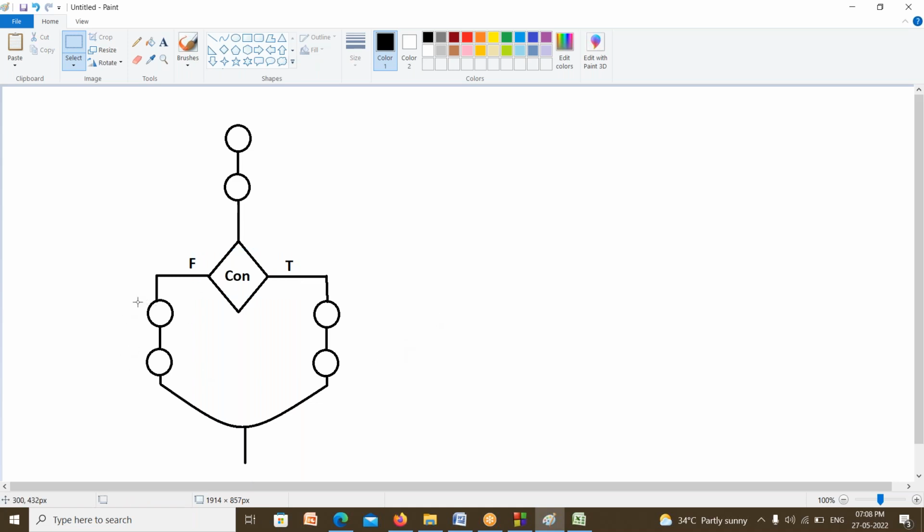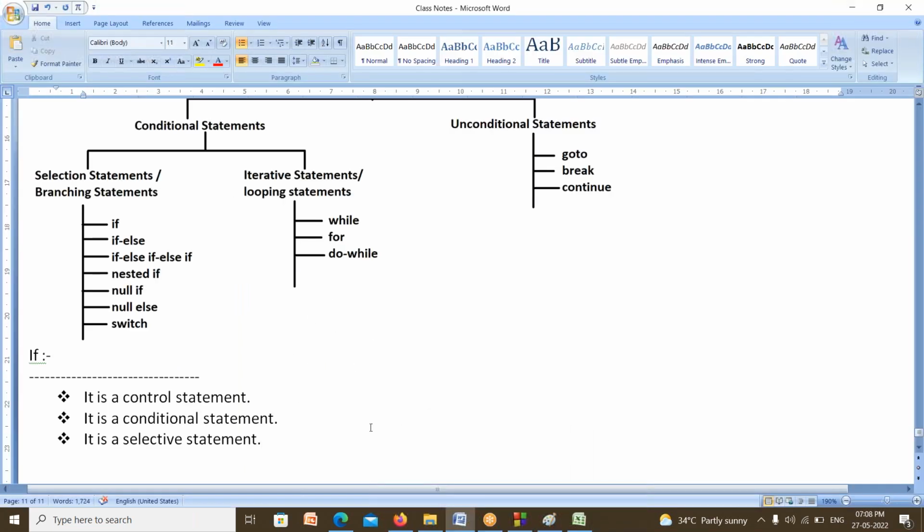Now you are executing these two lines or these two lines, which means you are not executing all four lines. You are executing these two statements or these two statements. You are executing selectively. You are not executing all. So it is called selective.